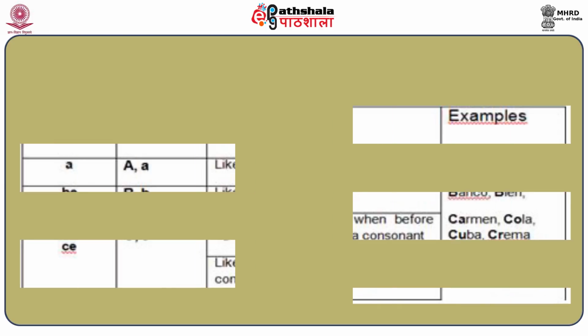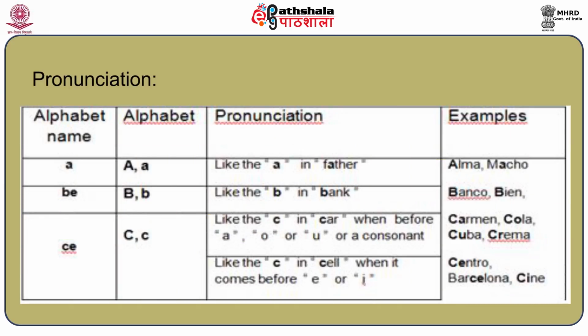Now, each letter has a different name, like in English, ABC. So in Spanish also, we have seen that each letter has got its name. In the table given below, you will learn in detail how each letter is called and how it is pronounced, and you have some examples of each letter for practice as well. So the alphabet name over here, they have mentioned first, and then the alphabet, and then the pronunciation with examples. So the first one is A, pronounced like father, A.